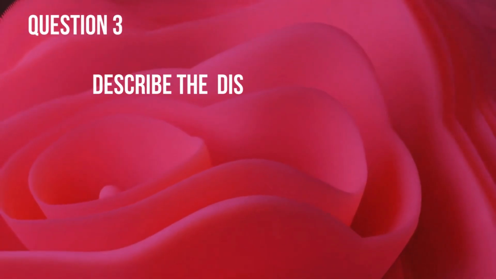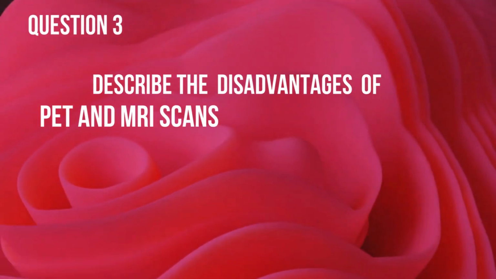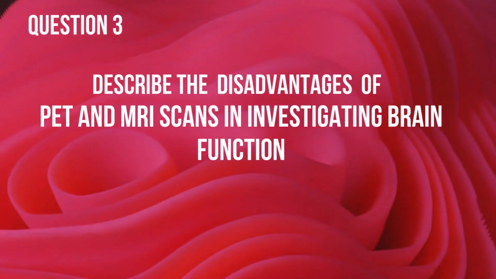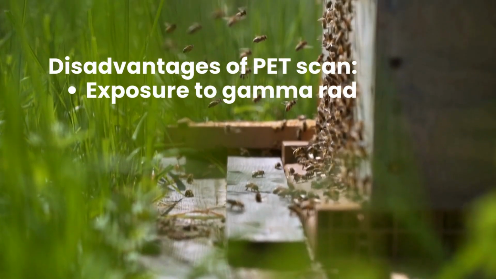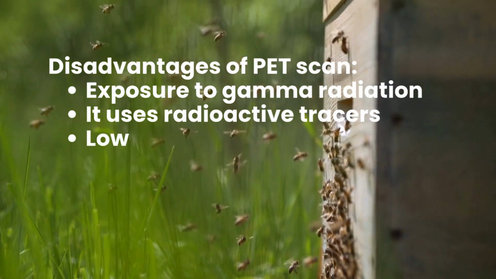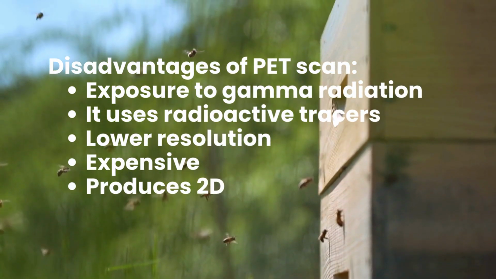Question 3. Describe the disadvantages of PET and MRI scans in investigating brain function. Disadvantages of PET scan include exposure to gamma radiation. It uses radioactive tracers. Lower resolution, expensive, produces 2D image.